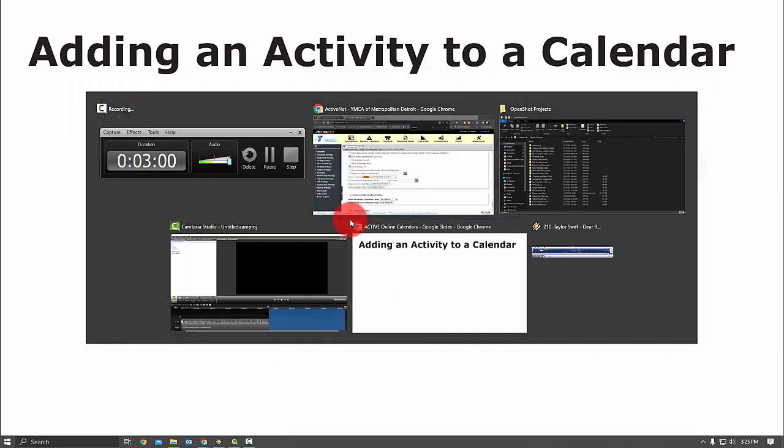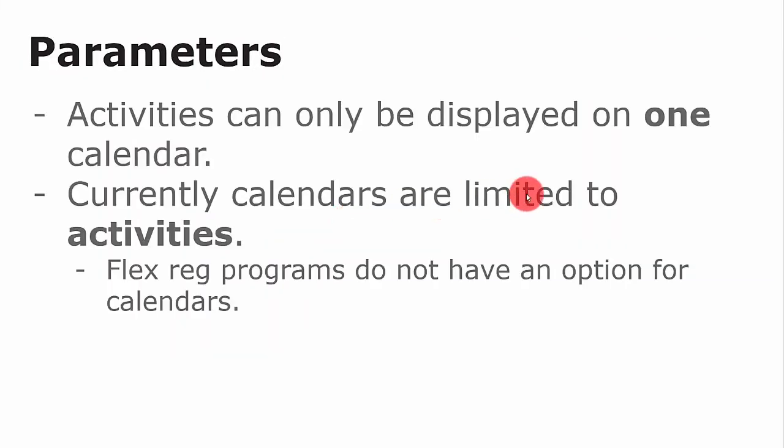All right, so parameters. Activities can only be displayed on one calendar. If you have, let's say, a water aerobics class, it's either a wellness class or it's an aquatics class. It cannot be on both calendars. So you have to make the decision on where you want your water fitness classes to appear. Do you want them to appear on the aquatics calendar or do you want them to appear on the wellness calendar?